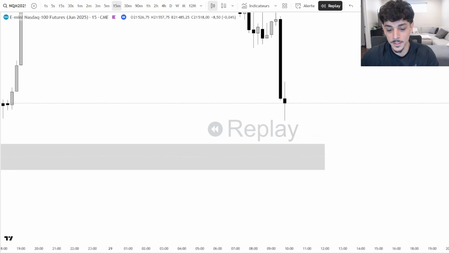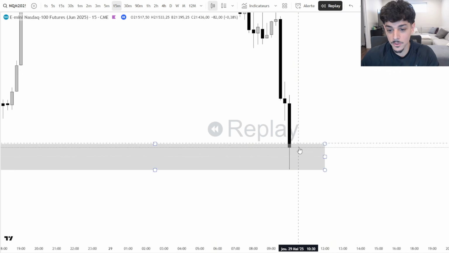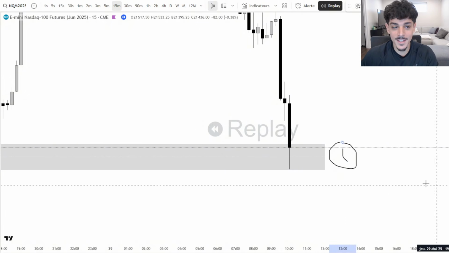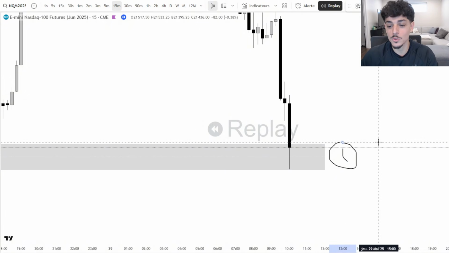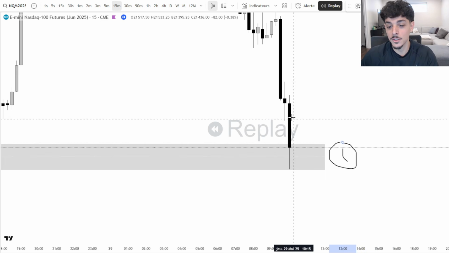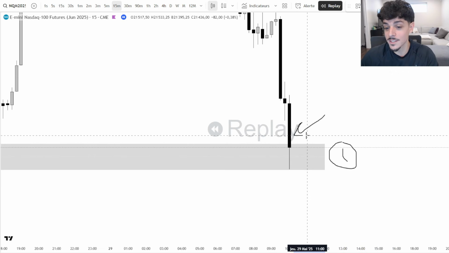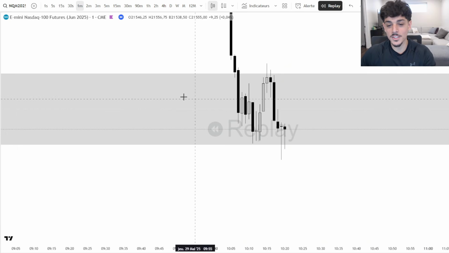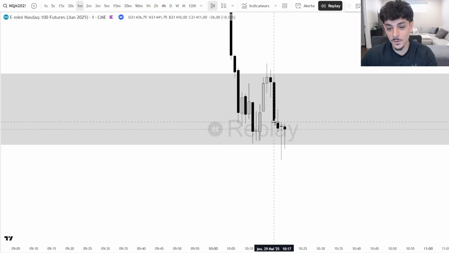This is my step 1. So I wait for price to enter inside this 15-minute fair value gap. This is my step 1. Then I will scale down to the 1, 2, 3, and 5-minute chart to see if we entered aggressively inside this 15-minute gap. So right here, I scaled down to the 1-minute chart, and as you can see, we entered this 15-minute fair value gap with aggression.